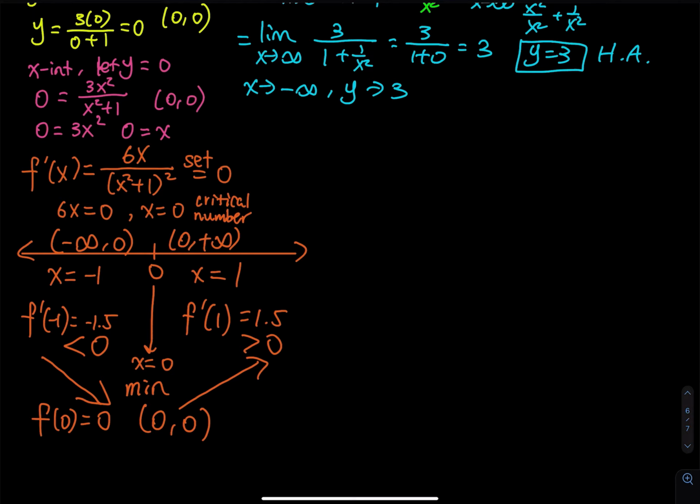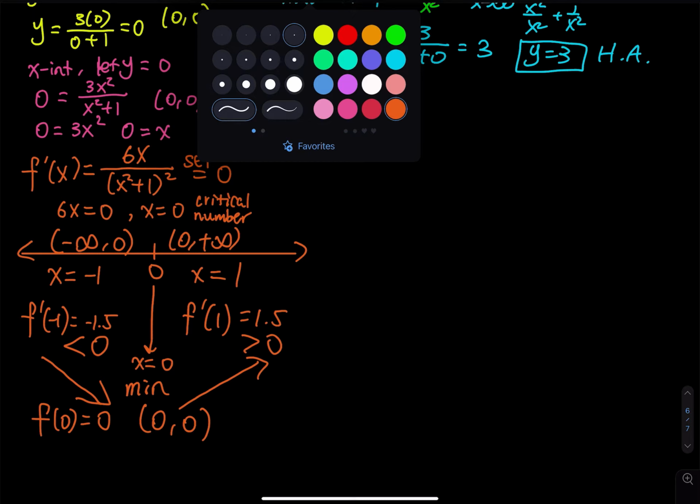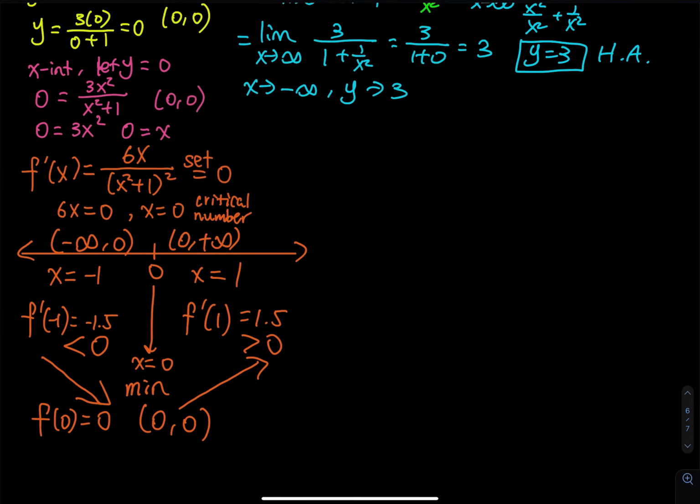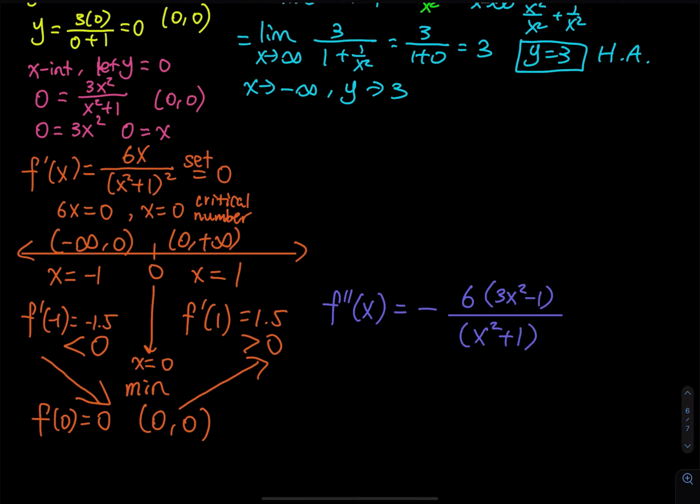Moving on to the second derivative. The second derivative has a lot of work, but it doesn't really help you to do the graph. I'm going to save these spots for the graph, so I will just do the second derivative right over there. Let me do it using purple. So f double prime, same thing, I will just give you the answer. That is -6 times (3x squared minus 1) divided by (x squared plus 1) raised to the third power. And then to find the inflection point and study the concavity, you have to set that equal to 0.